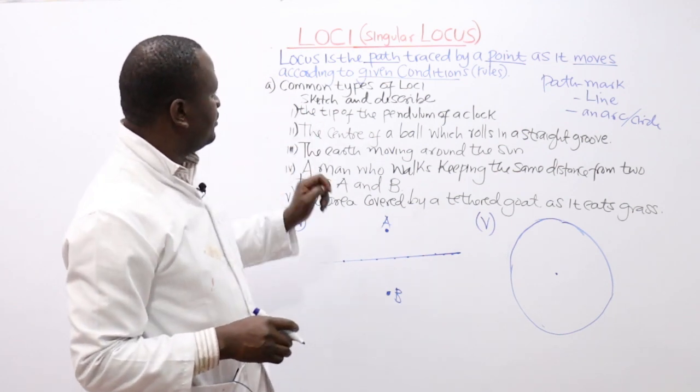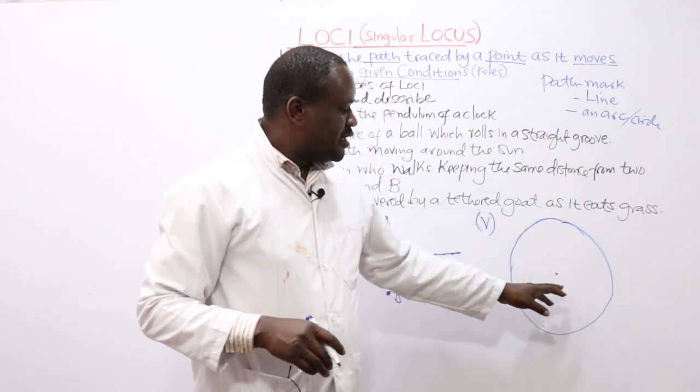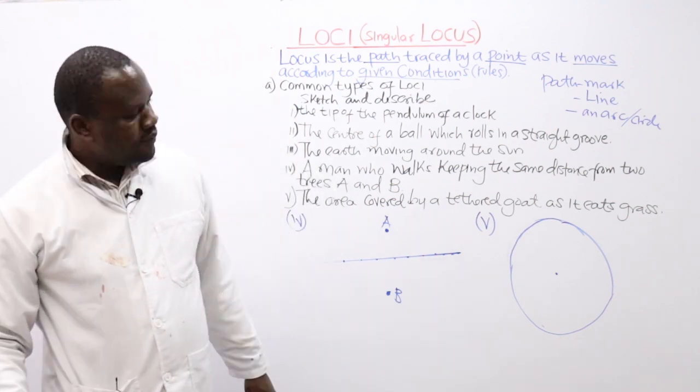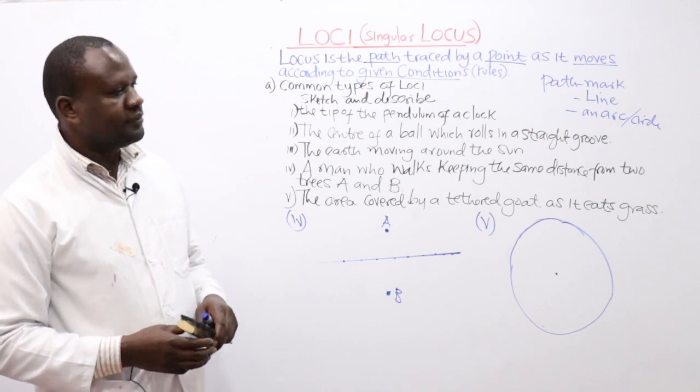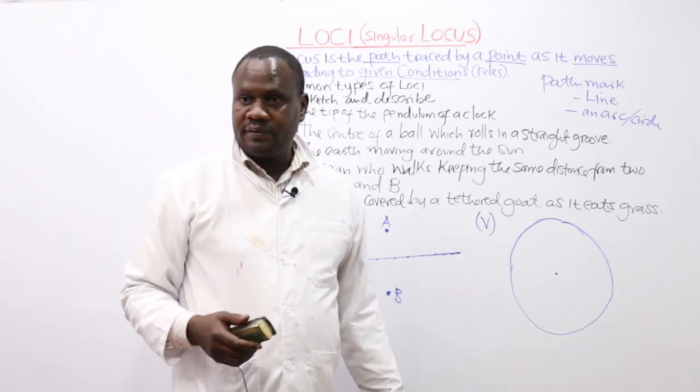So we have to sketch and describe. It will be a circle limited by the length of the rope. So those are some of the common types of loci. We have so many, but let's look at other types of loci.